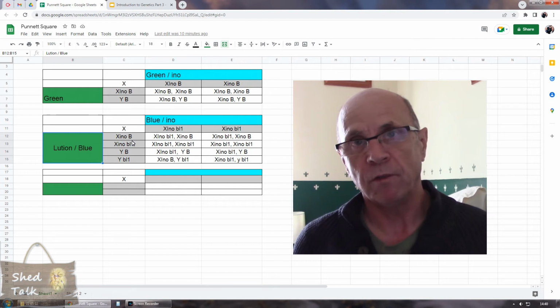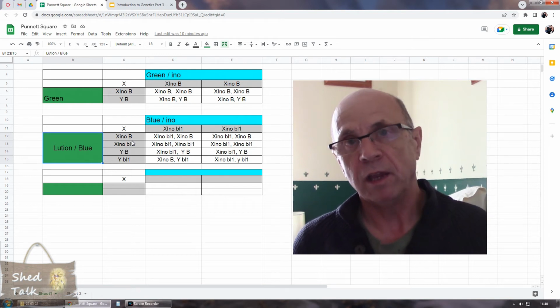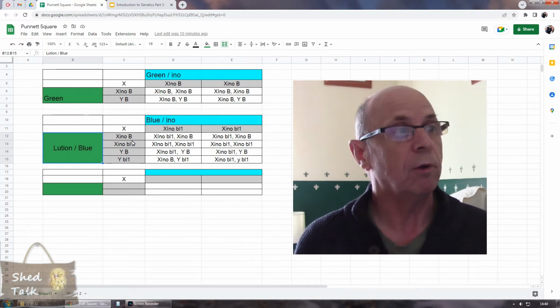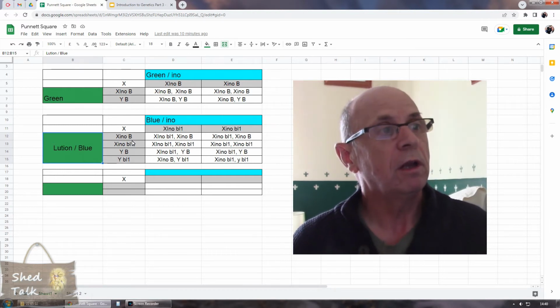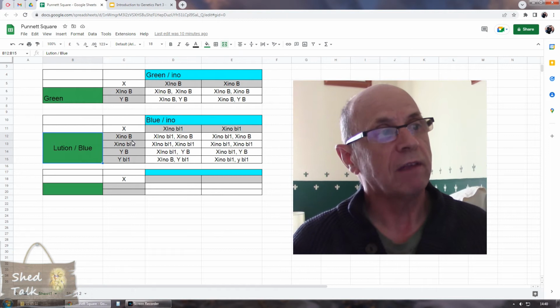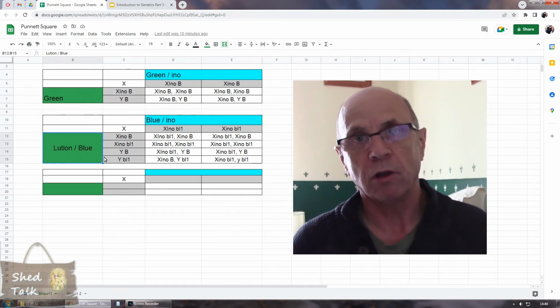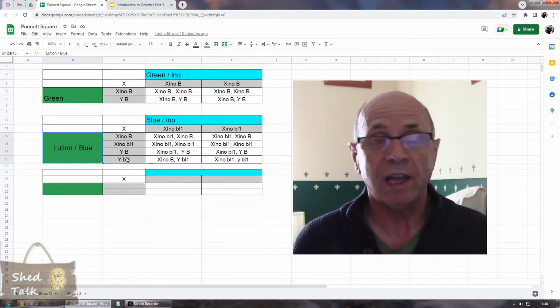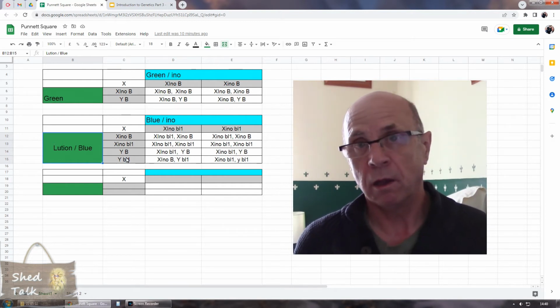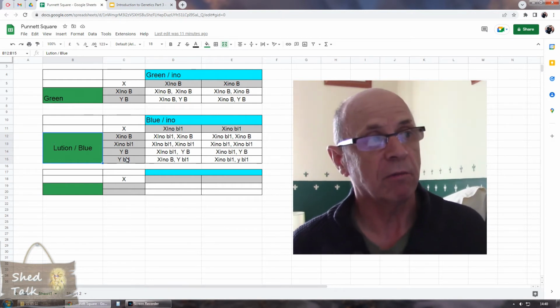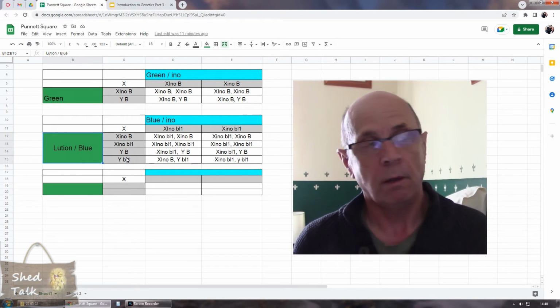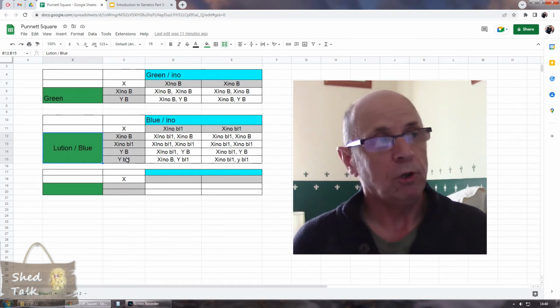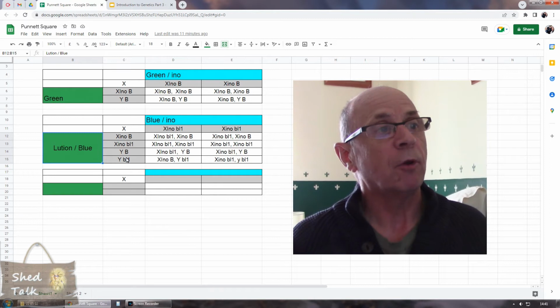But it can also pass on along with that either the non-mutated blue allele or the mutated blue allele, because it's split for blue. And the same for the Y, so it can pass on the Y chromosome and the non-mutated blue allele or the mutated blue allele, because once again, as we say, it's split for blue. So let's have a look at the possible outcomes here.